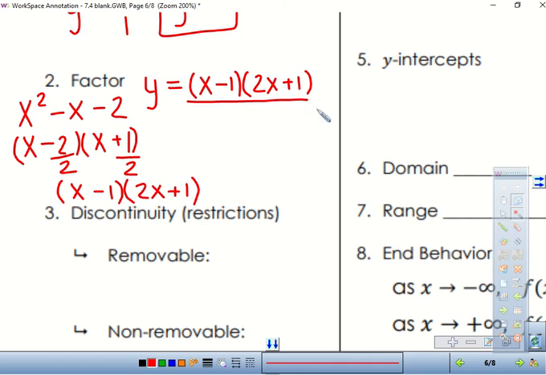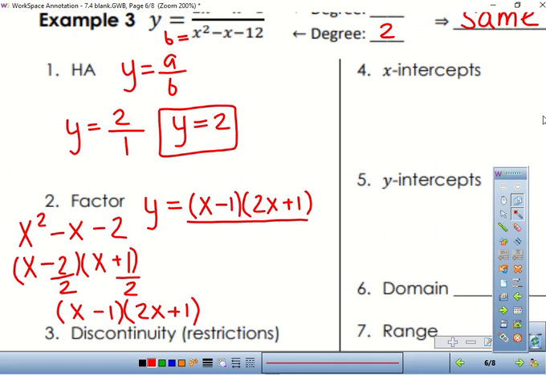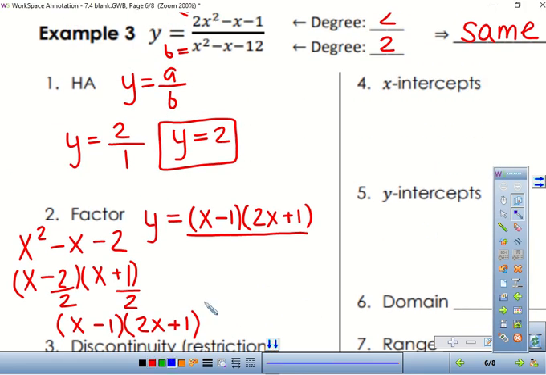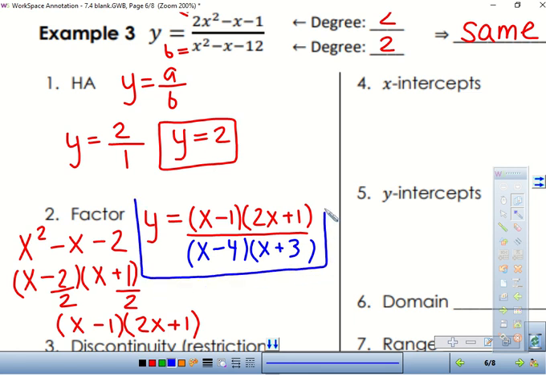Now we're going to move into the denominator. So we look at my denominator here. What would my denominator factor into? What two binomials here? Good. -4 and +3, right? So all I did right here was simply factor the polynomial equation. Everybody with me on that step?